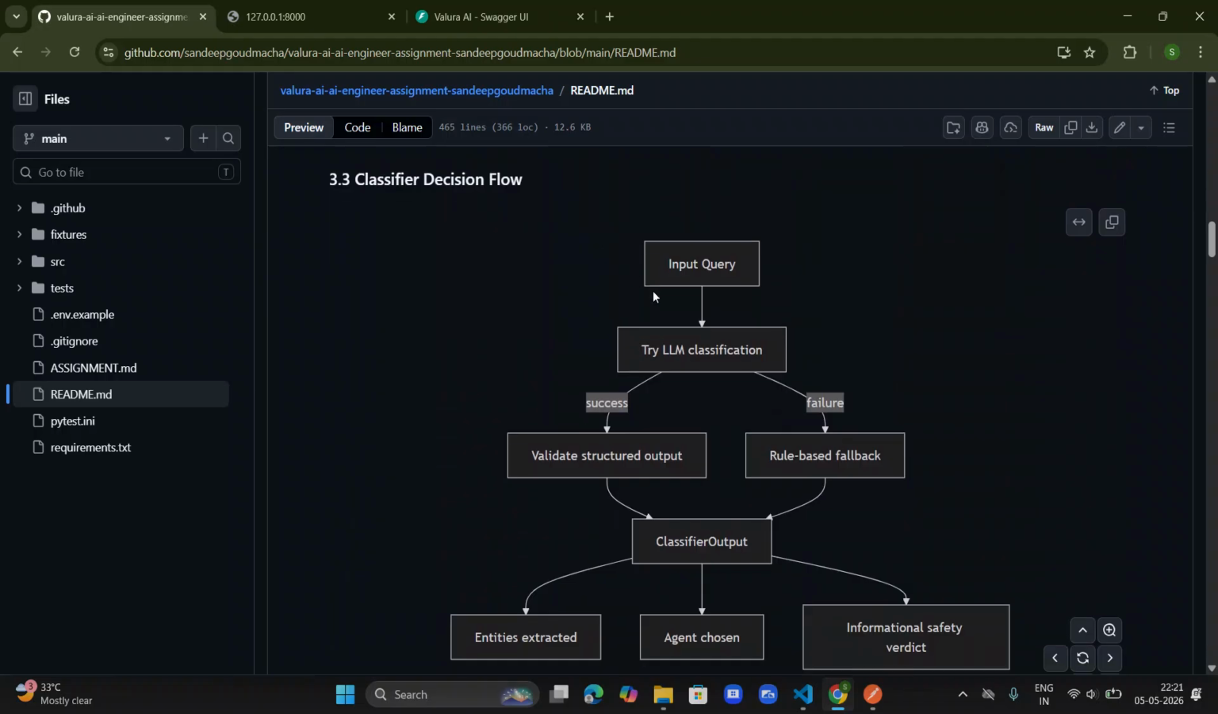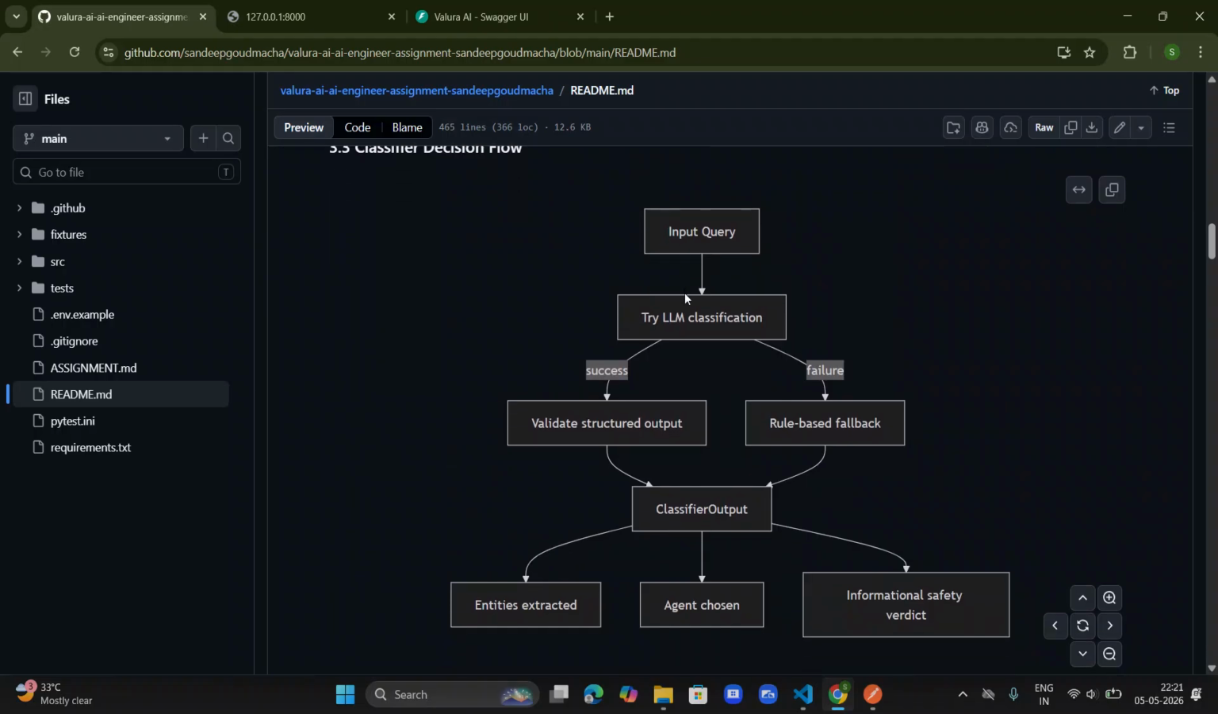The classifier decision flow is like this: the input query comes in, we try LLM classification and validate the structured output. If it is a success, we get the classifier output, or if it is a failure, we use the rule-based fallback.